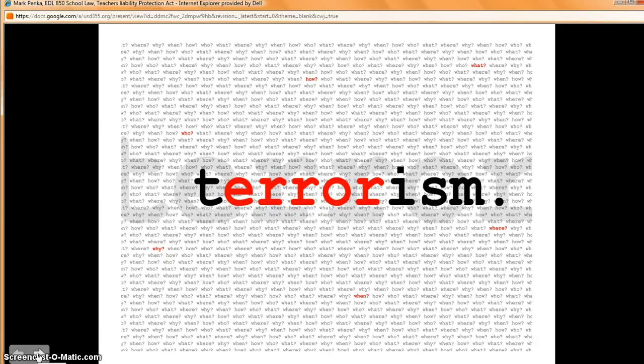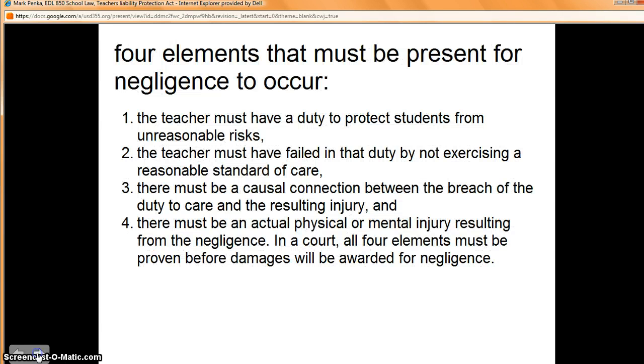And this was just a slide to show the first one. It's kind of an extreme case, but the four elements that must occur for there to be considered negligence. The teacher must have a duty to protect students from unreasonable risks. That's just kind of self-explanatory.